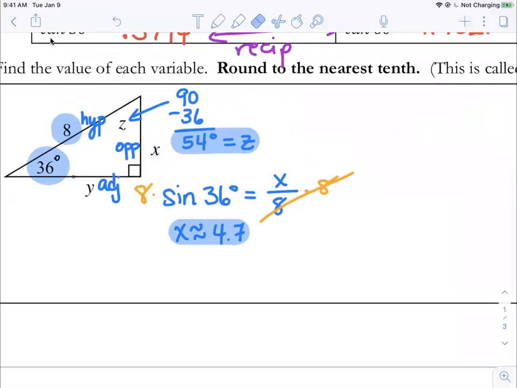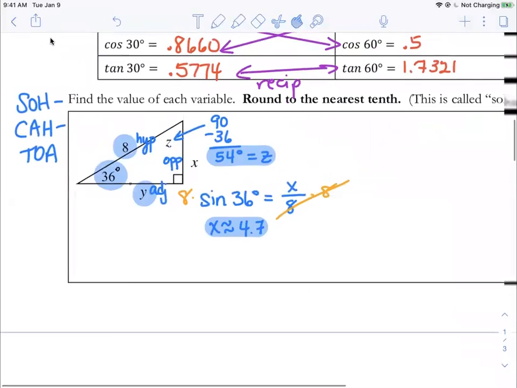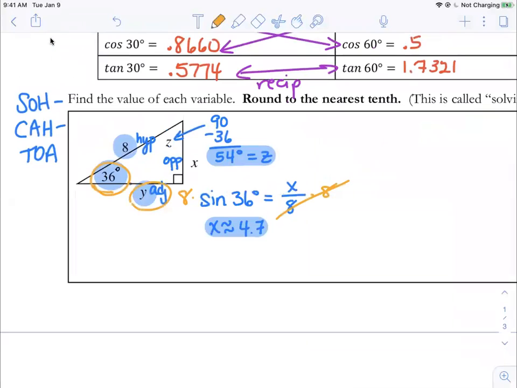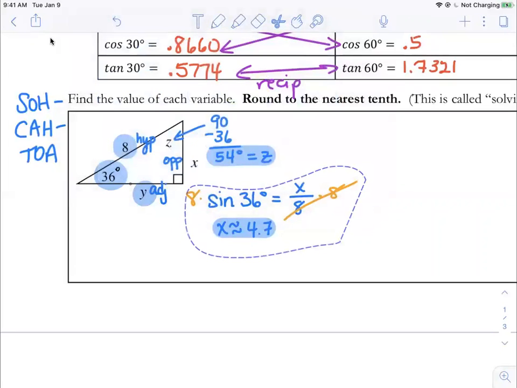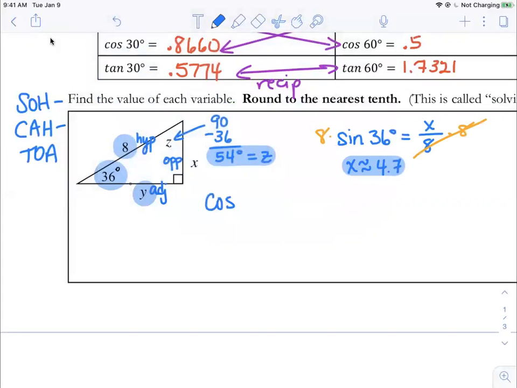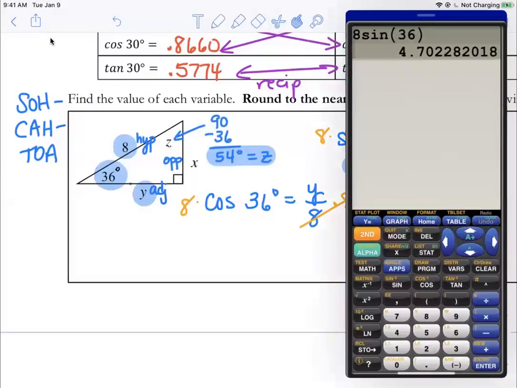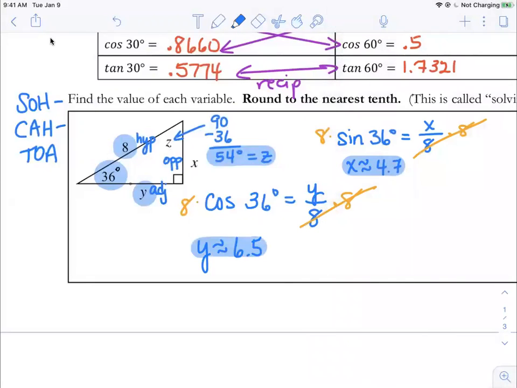Now we're going to find Y. This time I'm using the 36, the Y, and the 8. Well, Y and 8 are adjacent and hypotenuse. That's cosine. So the cosine of 36 degrees is the adjacent, which is Y, over the hypotenuse, which is 8. We're going to multiply both sides by 8. Cancel. Type that in our calculator: 8 cosine 36, about 6.5. Okay, that would be the end of that problem.